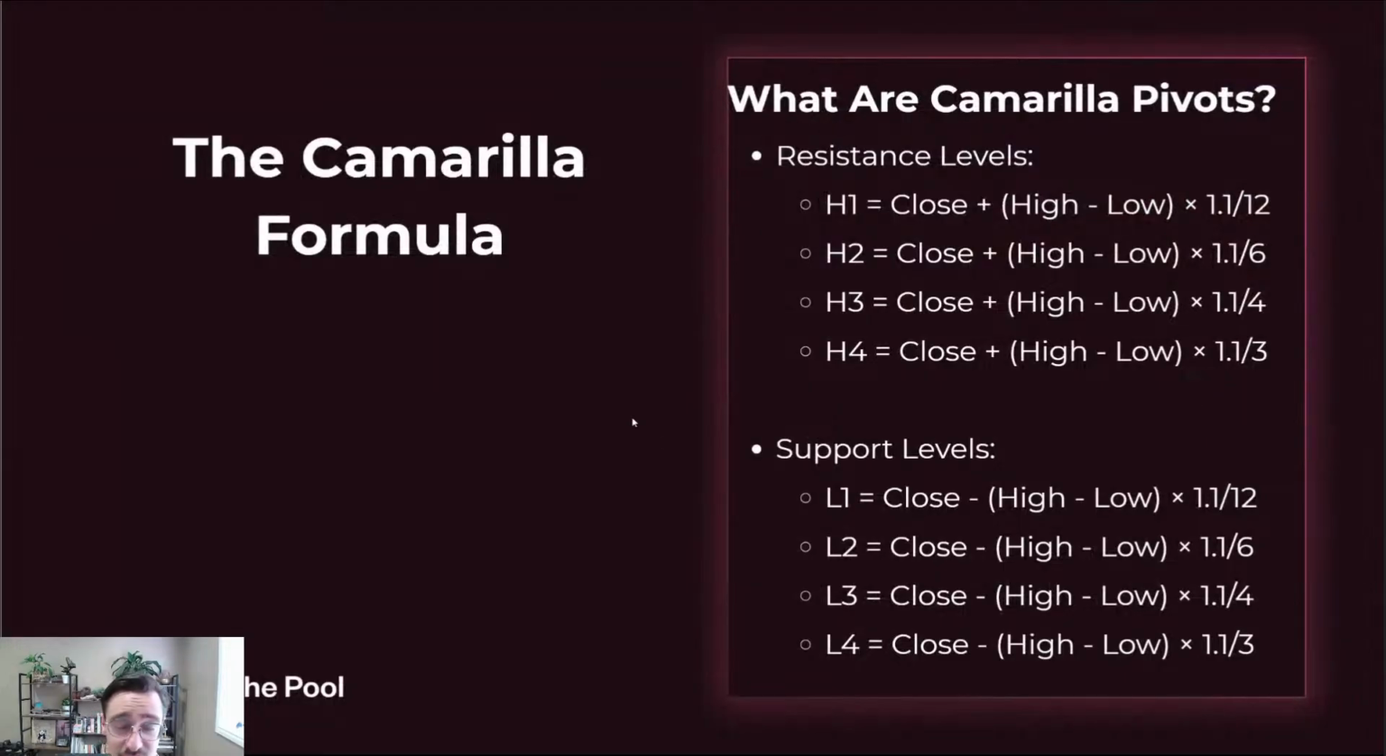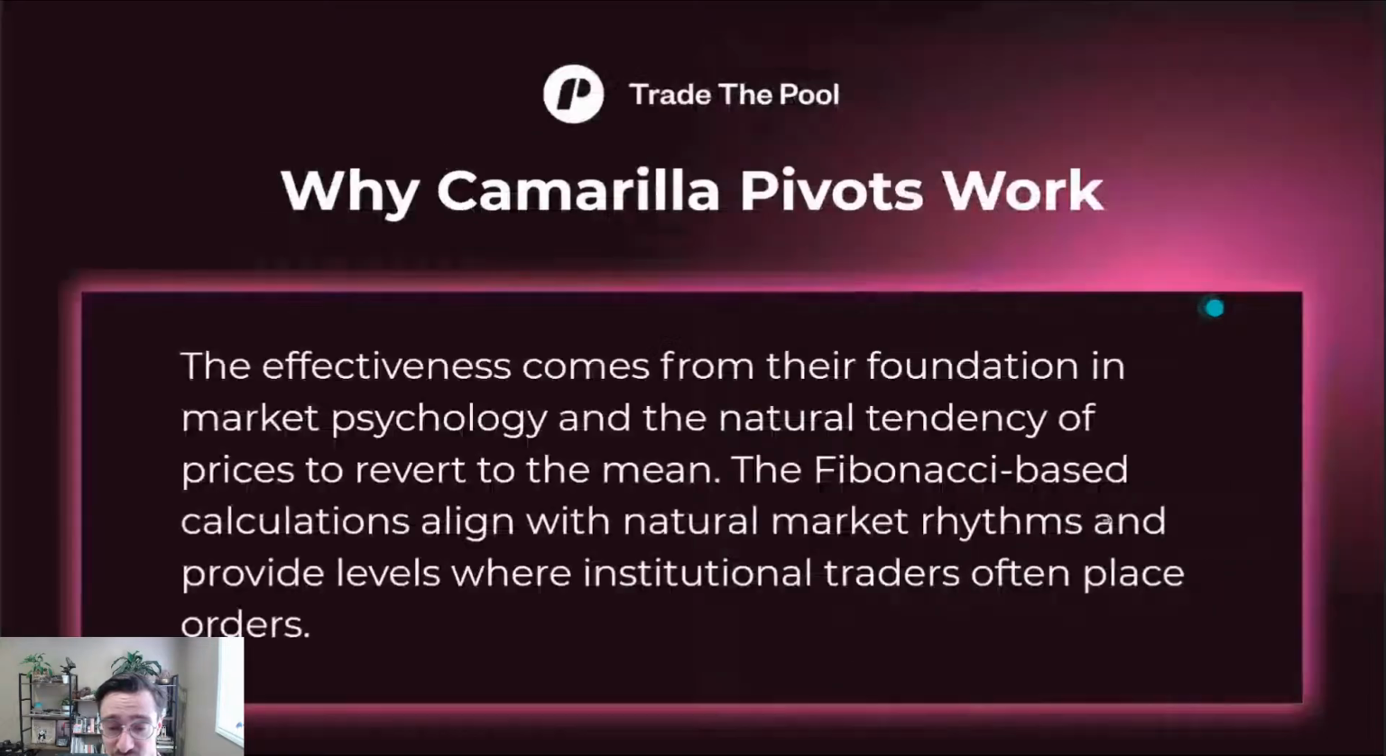So moving on, here's the actual formula. H1 is equal to the close plus the high minus low times those coefficients that we talked about. You can see they're all basically the same. You don't really need to know this. It's just good to know in case you want to mess with the calculations yourself. They're really great just out of the box, so I don't mess with them myself.